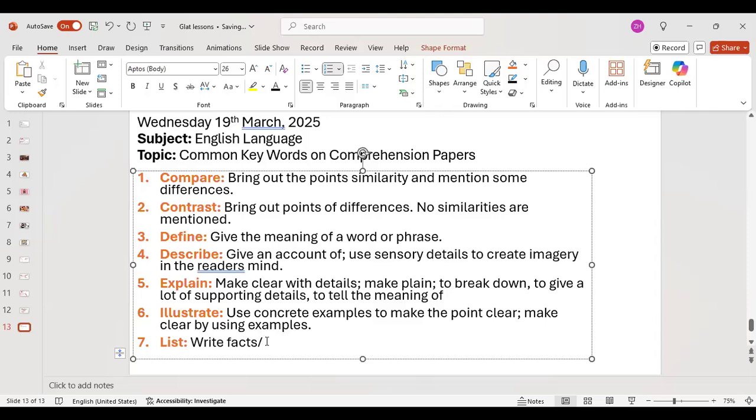So list means, when they say list, means to do what? Write facts or details.